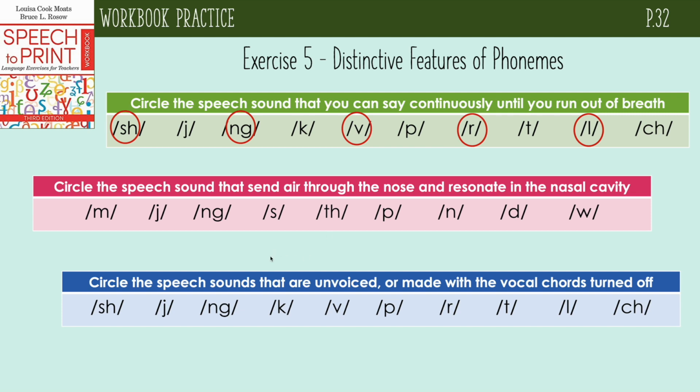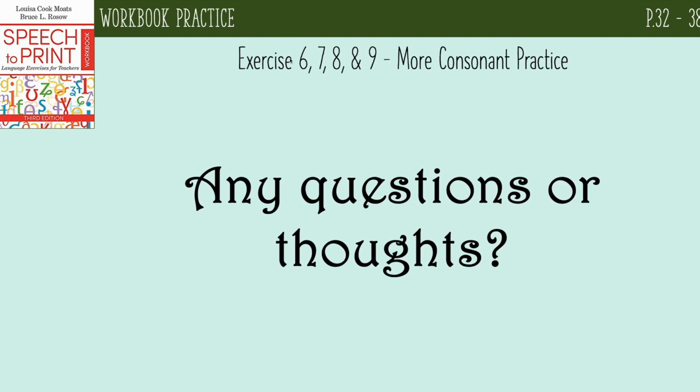Now, what about those speech sounds that you're going to send through your nose, those nasals? Yep, those are them. Now, what about those unvoiced ones where the vocal cords are turned off? Which one of these sounds would be the unvoiced versions? Yep, those are them. Nice job. So exercise 6, 7, 8, and 9 in your practice book is just more practice in consonants. So we're going to pause there, let you digest consonants, and then I'll see you again for vowels.